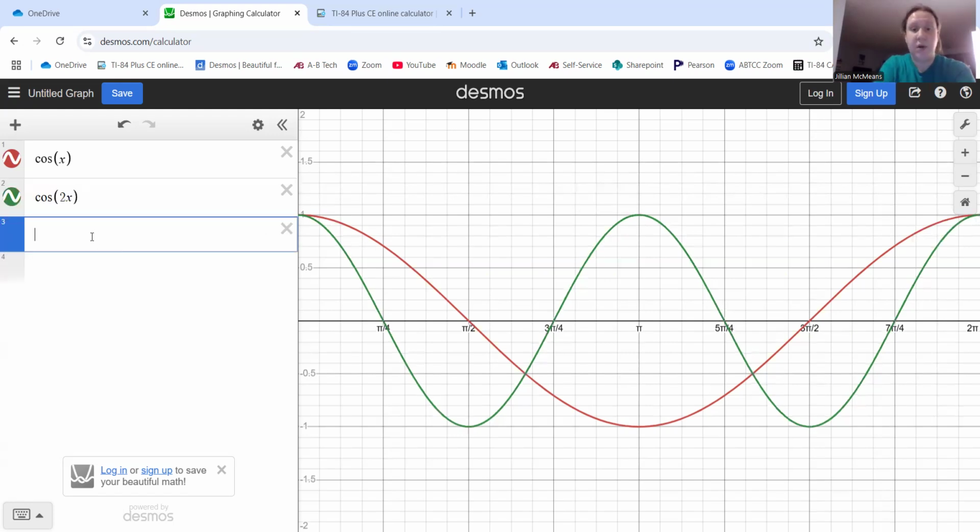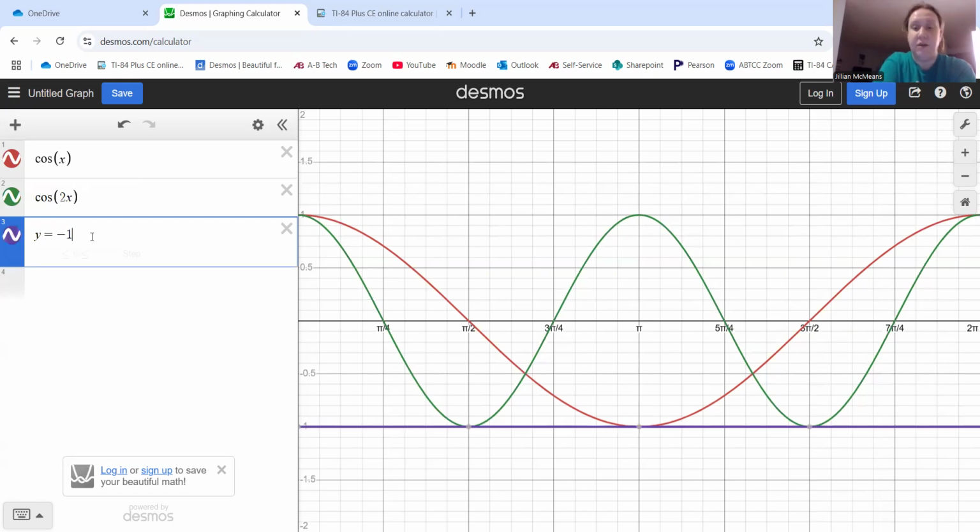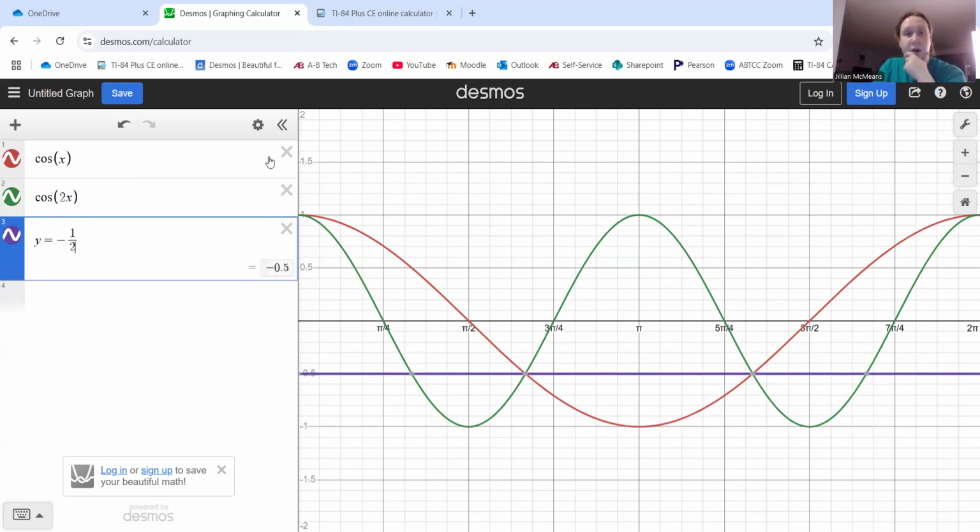Now let's look at what happens when we graph y equals -1/2. Hopefully you can see that we have double the solutions. When x is pi over 3, 2 pi over 3, 4 pi over 3, and 5 pi over 3, then cosine of 2 times x gives us the ratio of -1/2. So we get double the solutions.